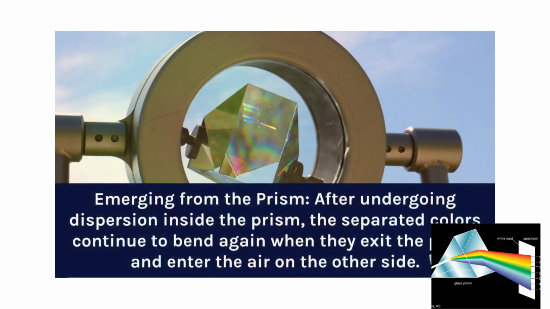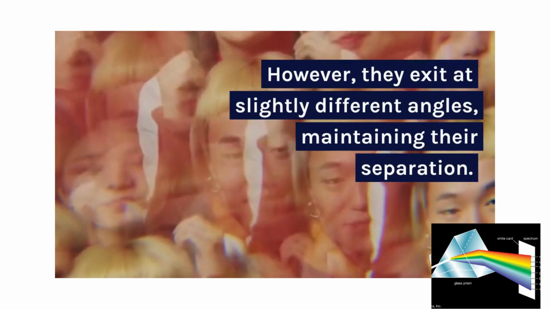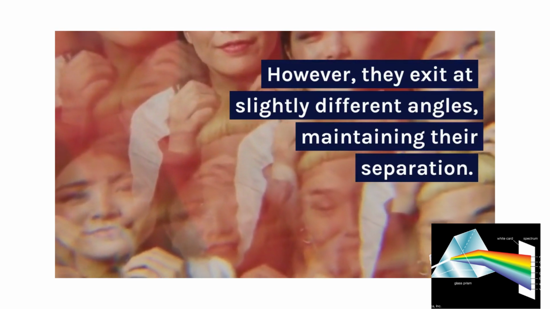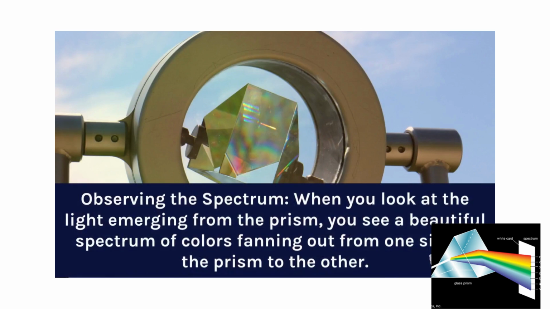Emerging from the prism. After undergoing dispersion inside the prism, the separated colors continue to bend again when they exit the prism and enter the air on the other side. However, they exit at slightly different angles, maintaining their separation. Observing the spectrum. When you look at the light emerging from the prism, you see a beautiful spectrum of colors fanning out from one side of the prism to the other.